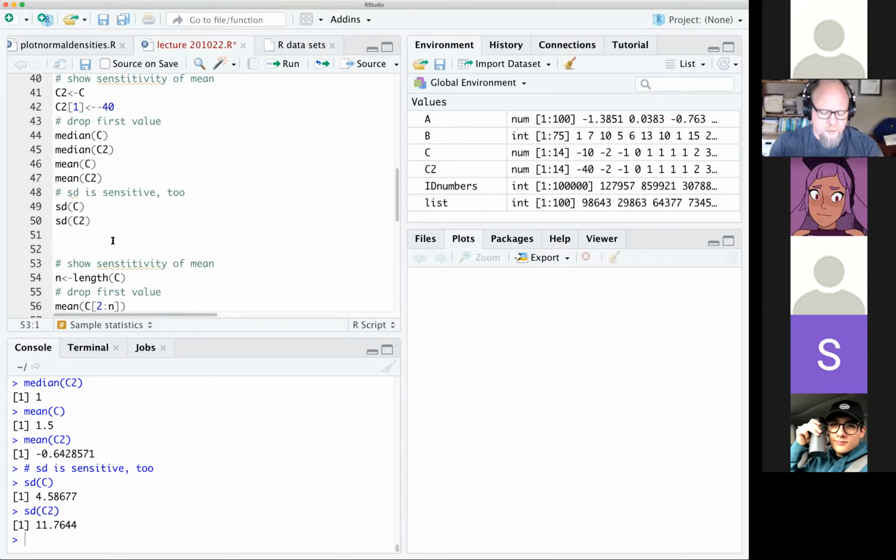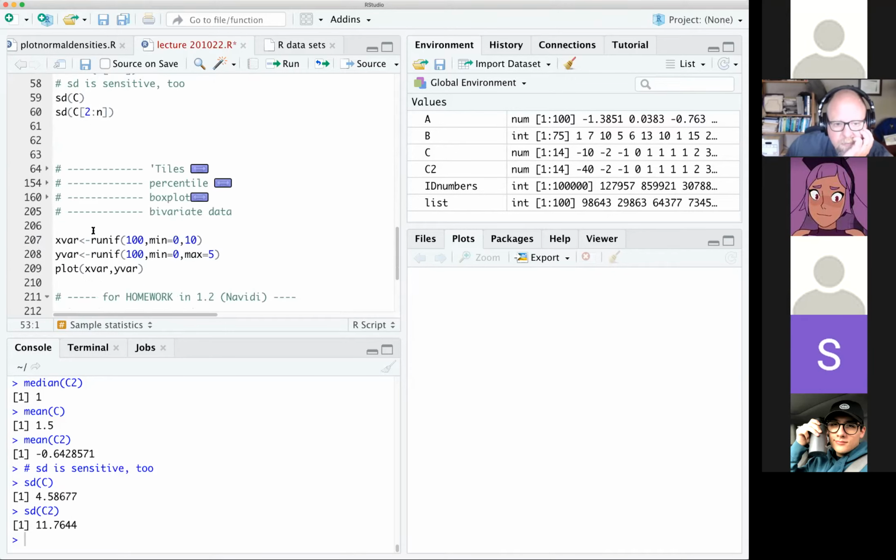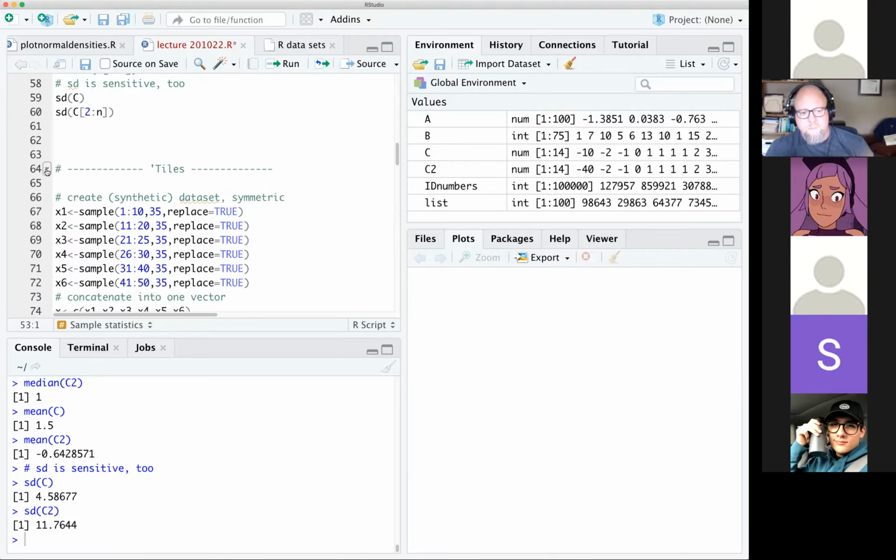All right, we have 2 minutes left. The next thing I wanted to talk about, let me scroll down in the R file. So you can see here's the next topics. Tiles, I'm abbreviating here. So they include percentiles. Let me draw a picture and then we'll call it a day. I'm going to go back to my iPad.